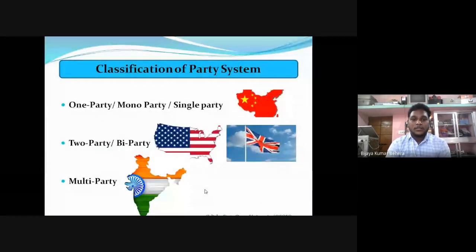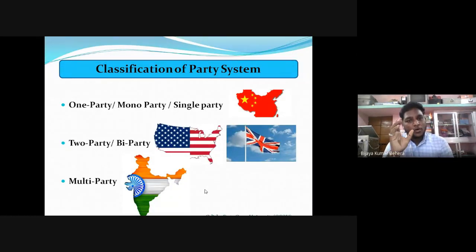Okay, that is the ballot system and bullet system, that is clear. So we know that there are different merits and demerits of a party system, whether it may be one party, two party, or multi party. So what are the demerits of a one party system? Oh sorry, I forgot one, and that is the one party dominant system.